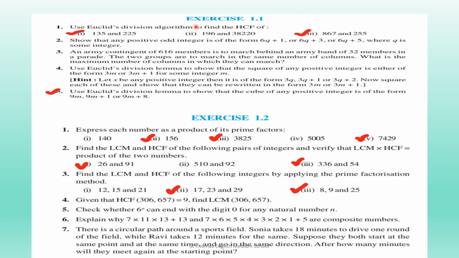Moving to homework, in exercise 1.1, the questions that we have discussed, you have to write in the notebook, and the questions that I have tick marked, you have to do in the notebook from both exercise 1.1 and 1.2. Please do the practice, and by the end of July you have the test, so please be prepared for that.